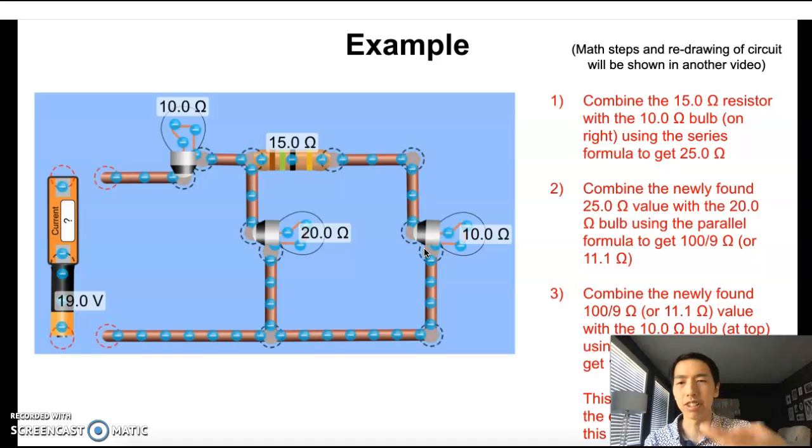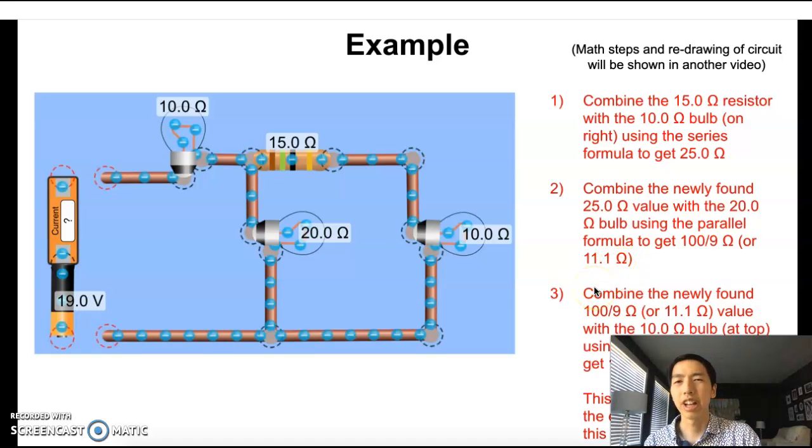And then I have to take the reciprocal of that. I'll show you the steps in the next video. But the reciprocal of 9 over 100 is 100 over 9, which is what I wrote for the answer for step 2. 100 divided by 9 is 11.1 repeated, if you like decimals. So at the end of step 2, I've combined these 3 loads, and these 3 loads in total make 11.1 ohms.